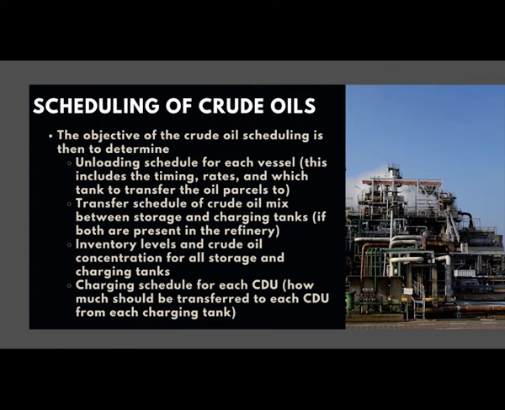The objective of the crude oil scheduling is then to determine the unloading schedule for each vessel. This includes the timing, rates, and which tank to transfer the parcel to, the transfer schedule of crude oil mix between storage and charging tanks if both are present in the refinery, inventory levels and crude oil concentration for all storage and charging tanks, and the charging schedule for each crude distillation unit, that is how much should be transferred to each crude distillation unit from each charging tank. For example, most of the refineries in the world have more than one crude distillation unit in their campus. Which unit needs to consume what type of crude oil, these things need to be planned and scheduled.